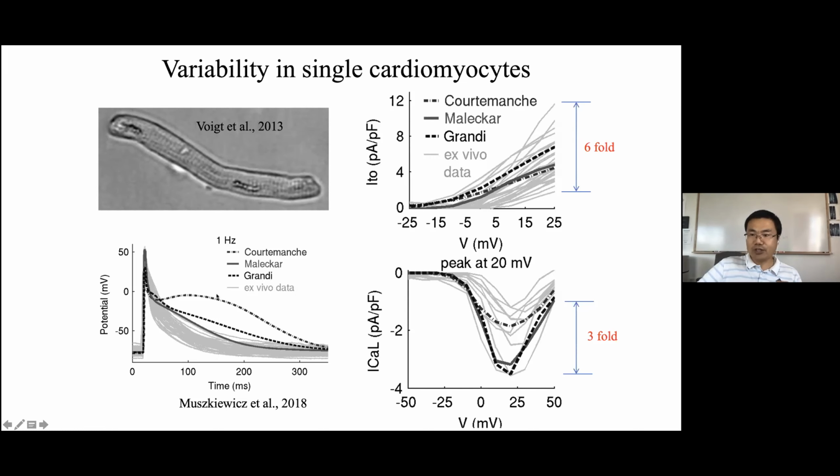And here I also show you three very famous average human cell models. So although these cell models definitely fitted some data quite well when they built the models, you can see these three models don't fit this data set quite well. So this raises another question. How can we account for the variability between different data sets?